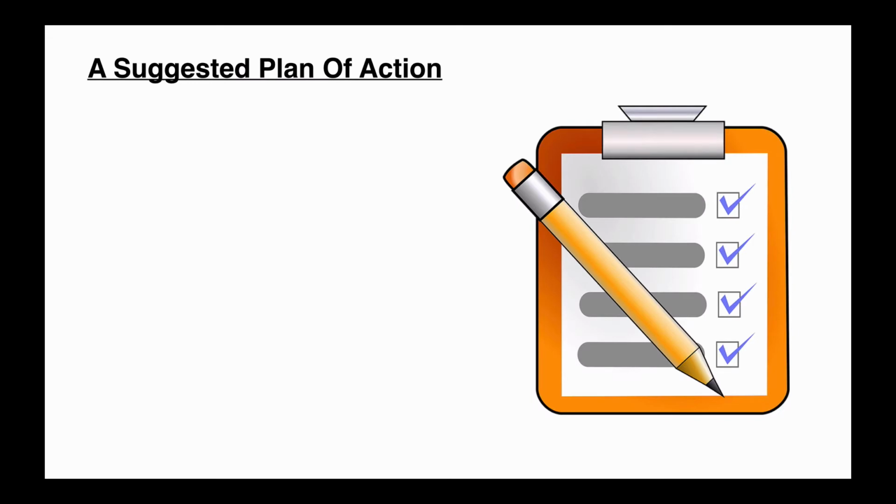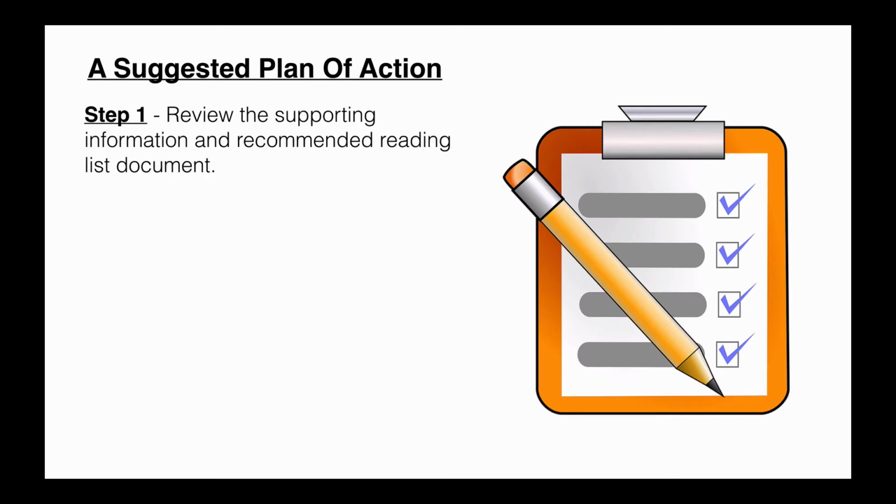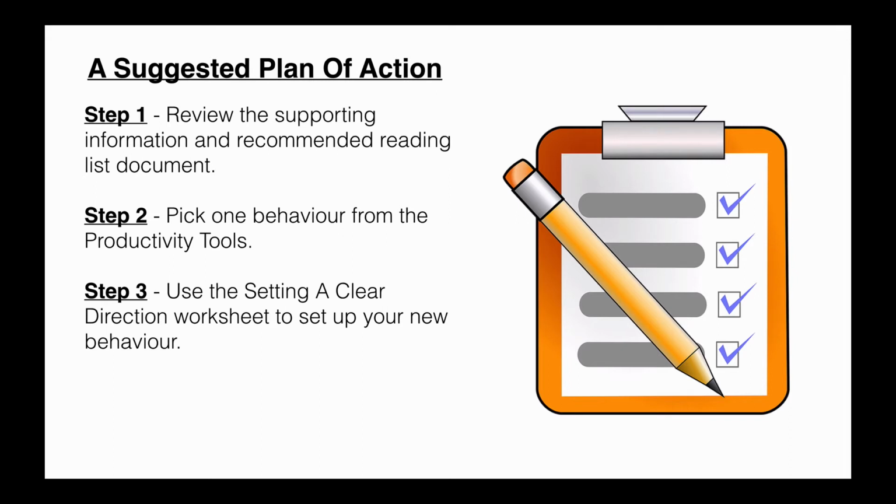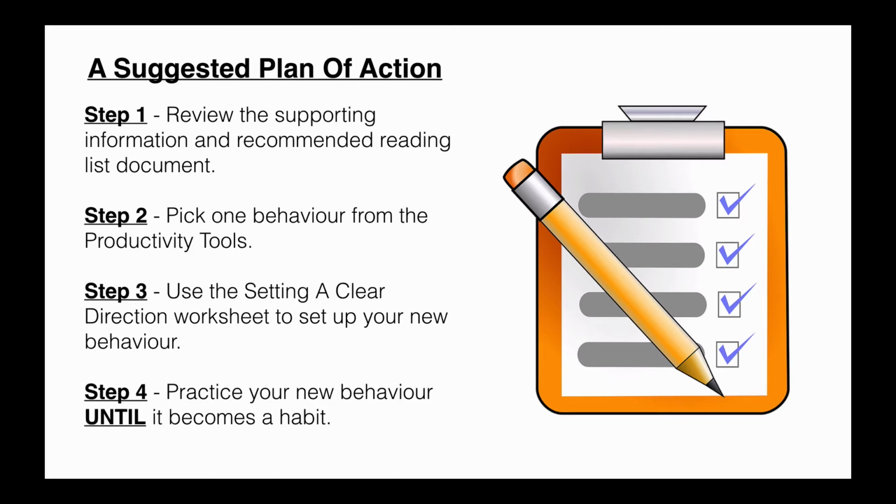Now, here's a suggested plan of action. First thing is review the supporting information and recommended reading list document that you will have been sent by your group chair. Secondly, pick one of the behaviors from the productivity tools which are listed in that document. Then use the setting a clear direction worksheet that's in that document to set up your new behavior. And I'm going to show you how to use that shortly. And finally, practice your new behavior until it becomes a habit.